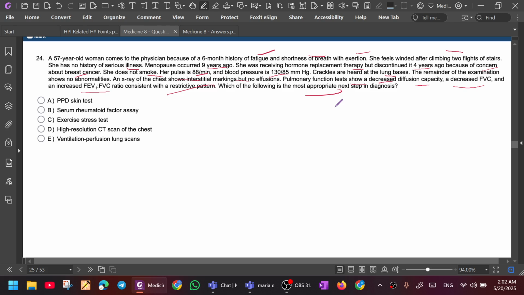Why do we need the next step? They already know she has a restrictive pattern, that it's the fibrosis that's causing the shortness of breath. What else do they need?